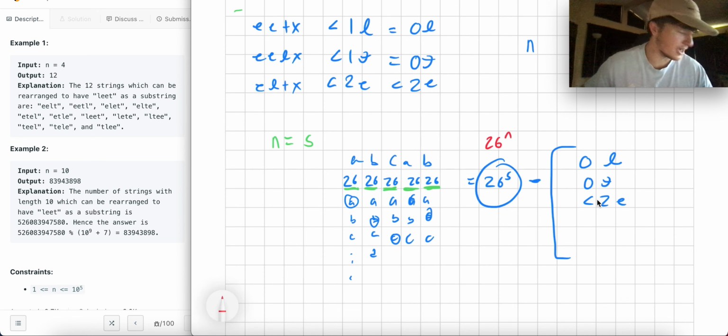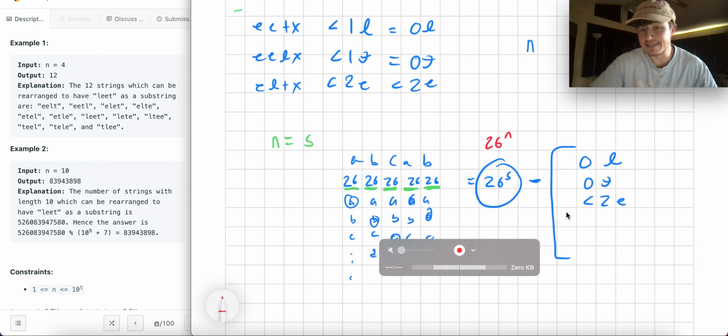Maybe you should take a moment to think about that, but that's the general idea of this problem. It's saying everything will work except for the cases where I don't have an L, I don't have a T, and I don't have two E's. Okay. So where do we go from there?